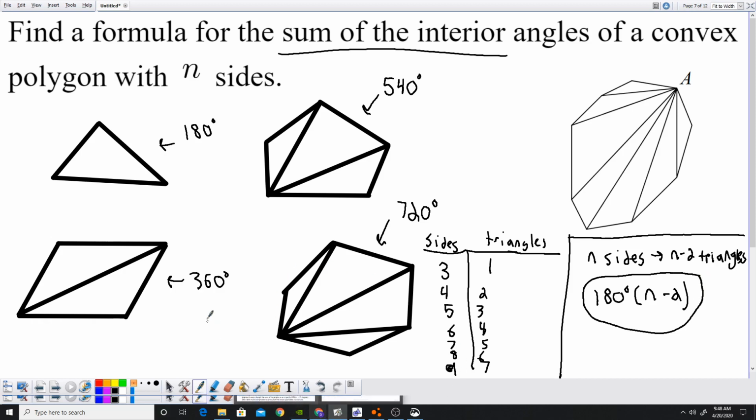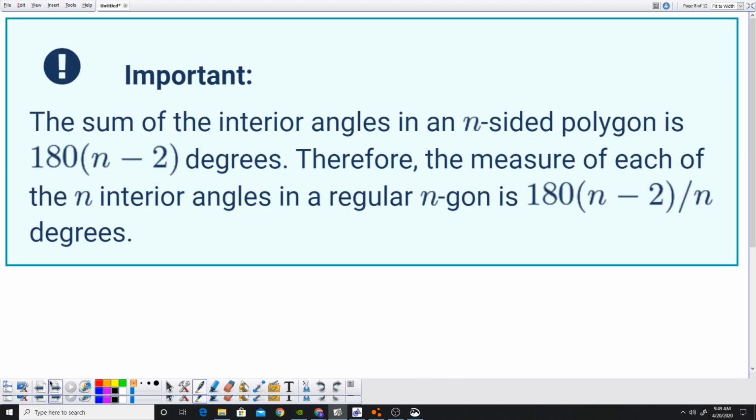And we could put this to work. 3 sides, 3 minus 2 is 1, times 180 is 180. 4 sides, n would be 4. 4 minus 2 is 2, times 180 is 360. And we can see that this formula would fit for each of these shapes. Now it's very tough to actually prove this is true, so we're just going to accept it and learn our first important theorem, that the sum of the interior angles in an n-sided polygon is 180 times n minus 2 degrees.